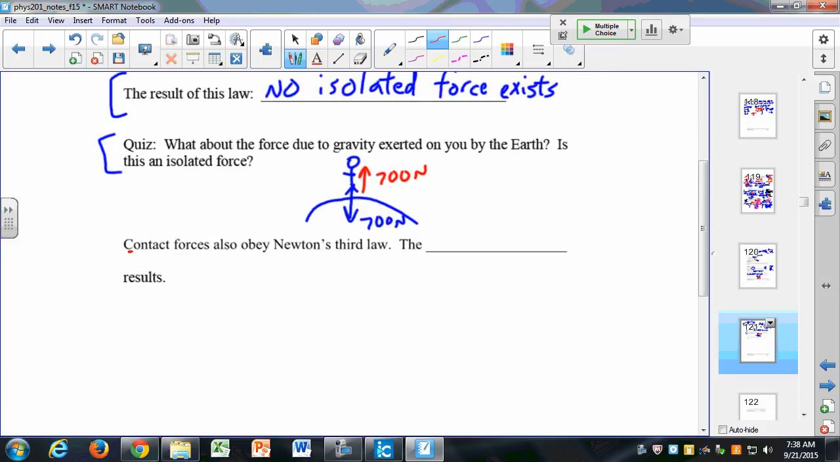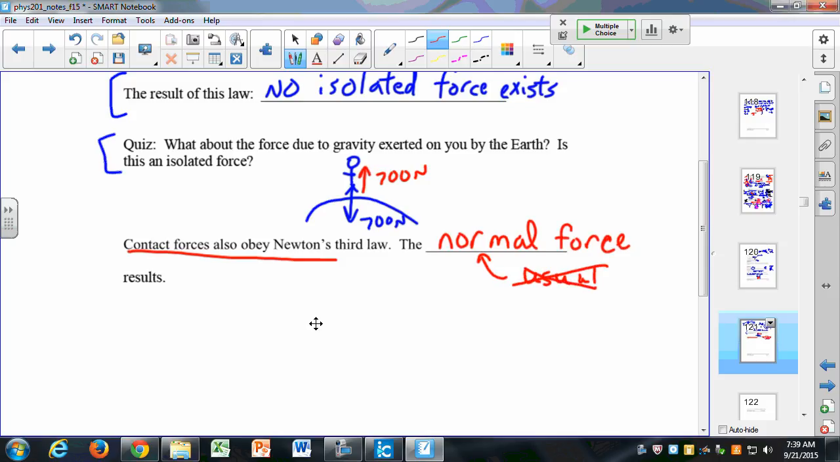As I said, contact forces also obey Newton's third law, and the result of this is the normal force. This does not mean normal as in usual. Right, that's not what it means. What does the word normal mean in a mathematical sense? Have y'all heard this?